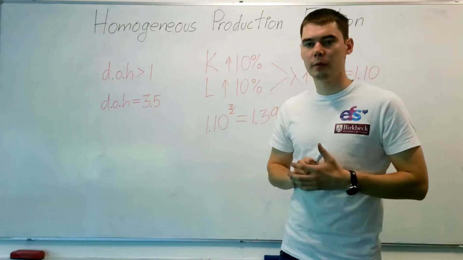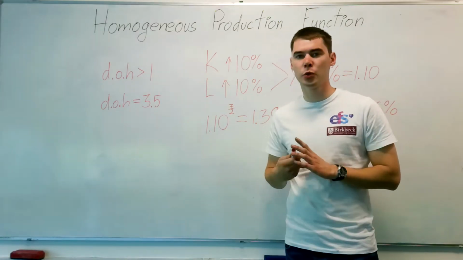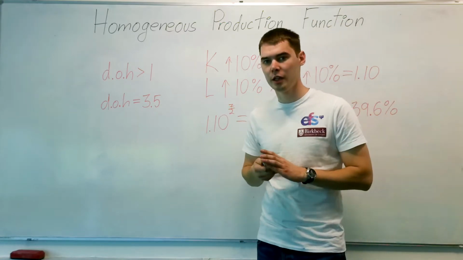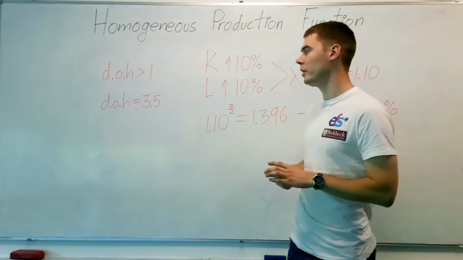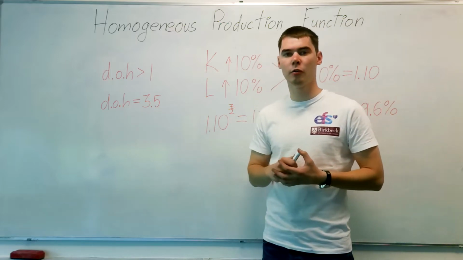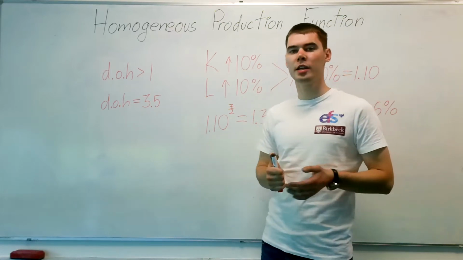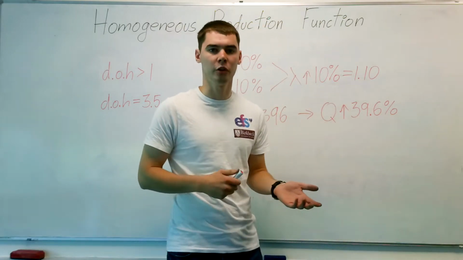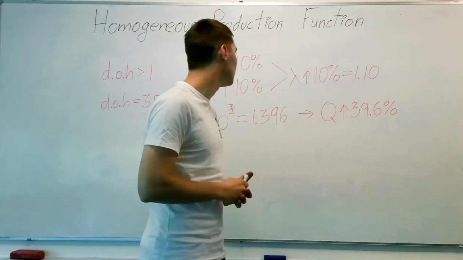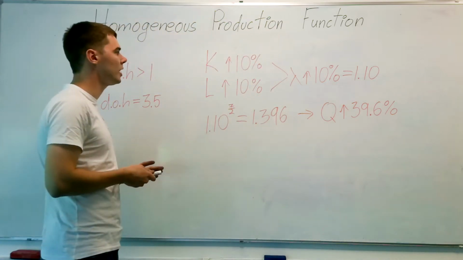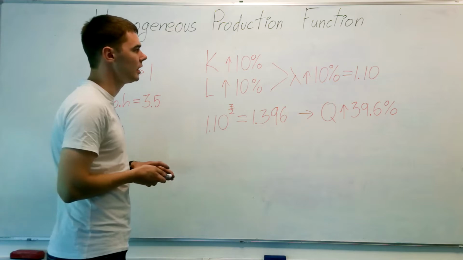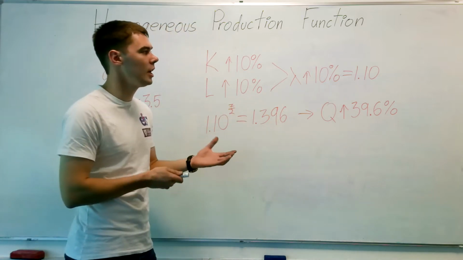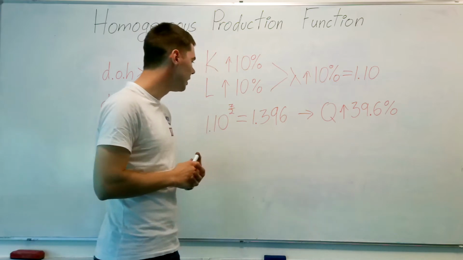In general, when degree of homogeneity is greater than 1, that means there are increasing returns to scale. And in our example, we have our degree of homogeneity of 3.5. So we can test how much our output will increase when we increase our capital and labor. So let's say we increase our capital and labor by 10%. That means we are increasing lambda by 10%, and that will be equal to 1.10.